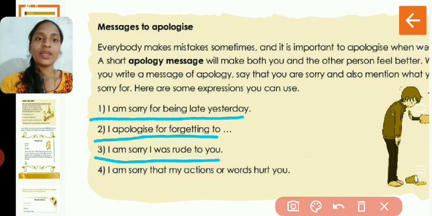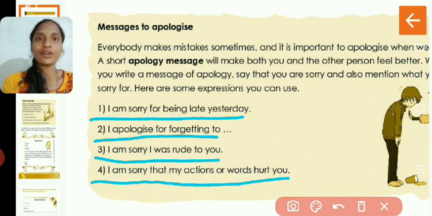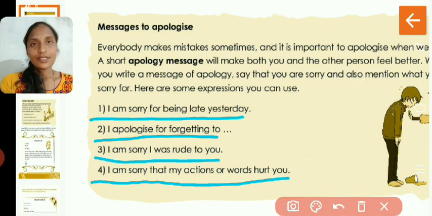Next is, I am sorry that my actions or words hurt you. Sometimes, not deliberately, we hurt someone. Our actions or our words hurt someone. In that situation also we can write a message to apologize. So these are certain situations in which we can write a message to apologize.